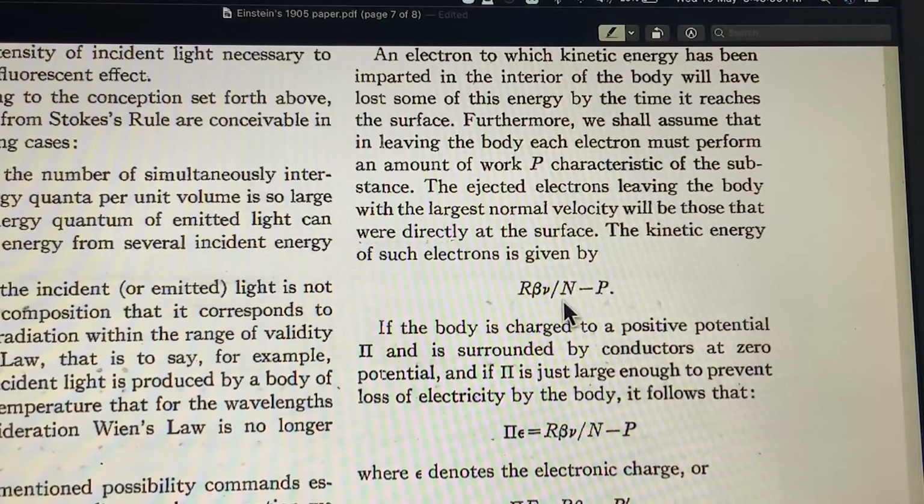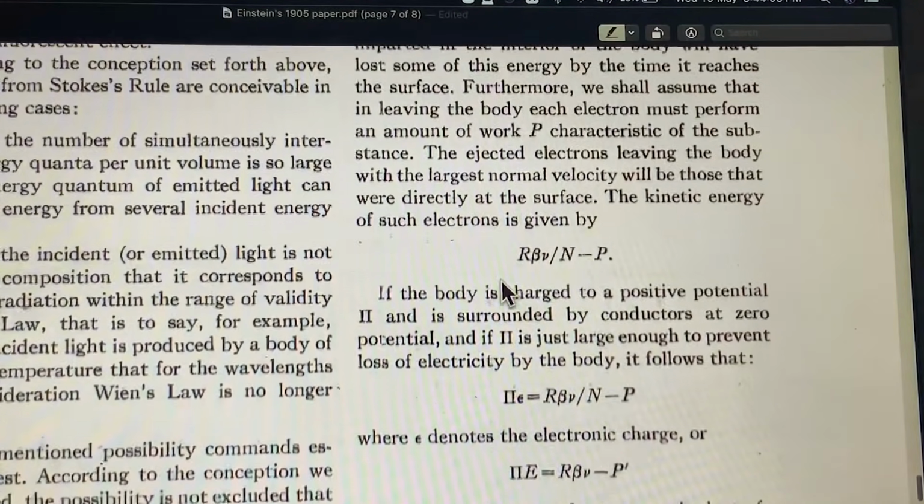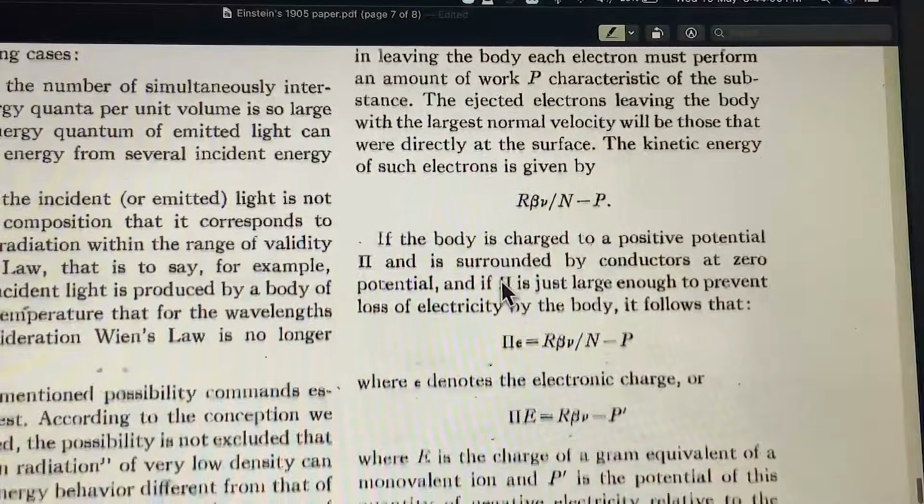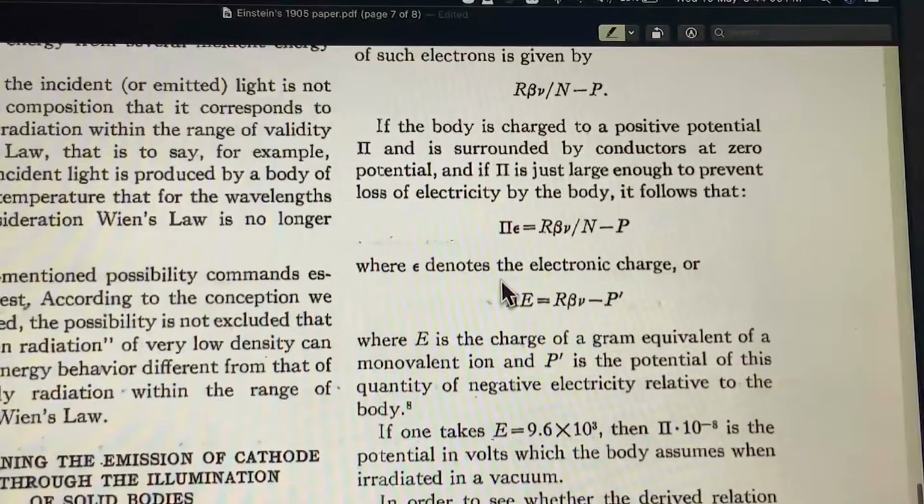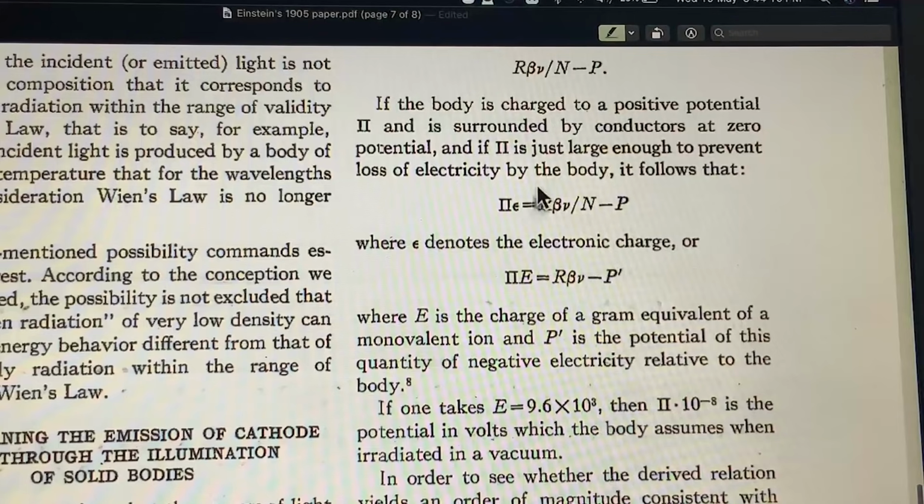So this much is the maximum kinetic energy available, assuming that nothing is dissipated as thermal energy and so on. That's it. Now he says this is the stopping potential business: if you apply some potential just enough to prevent this loss of electricity by the body, that means just to prevent that emission, then this stopping potential has to be like this.